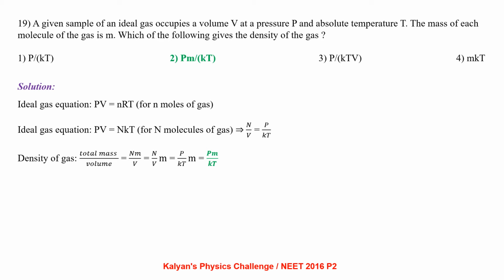From this equation we can write N by V equal to P by KT. Since we are asked to calculate density of the gas, it is total mass per unit volume. So the total mass will be N into mass of each molecule, that is Nm by V. So which can be written as N by V into m. So N by V can be written as P by KT. So the final answer is Pm by KT.